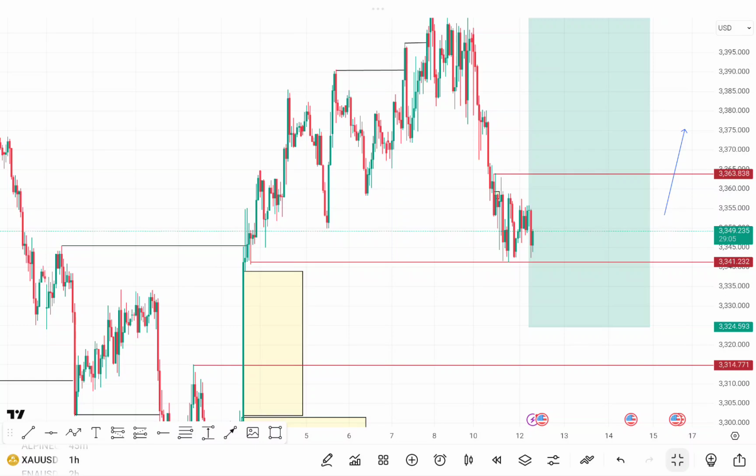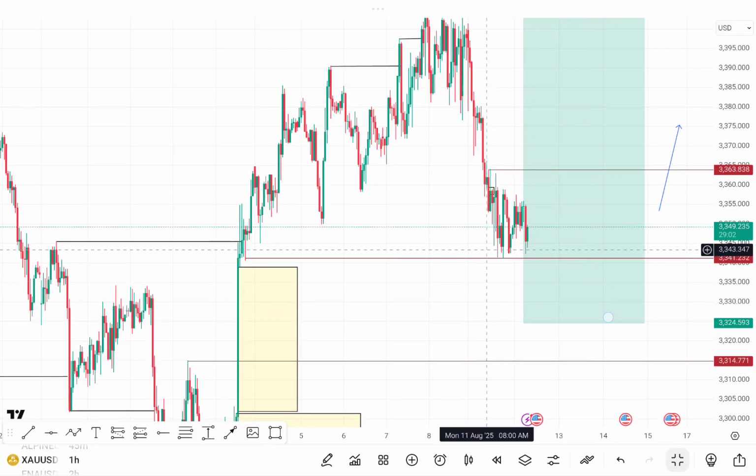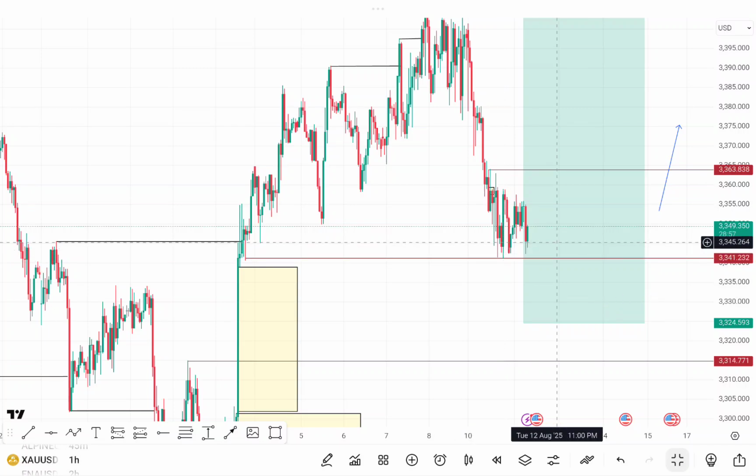Right? We've seen the market come to this zone two times, four times now. So what are we looking at here? And of course, we've not seen any clear break of structure at any point. So what are we looking at here?